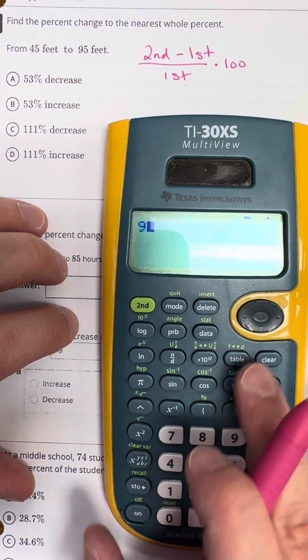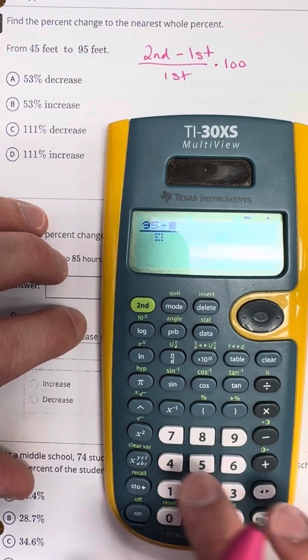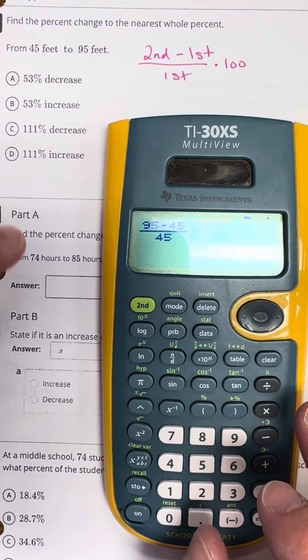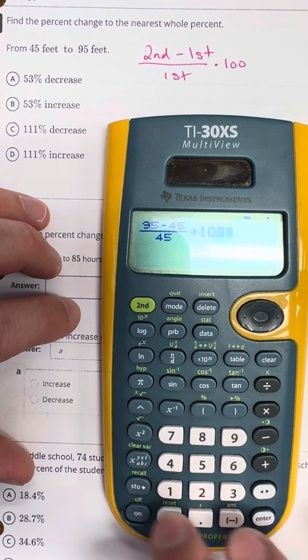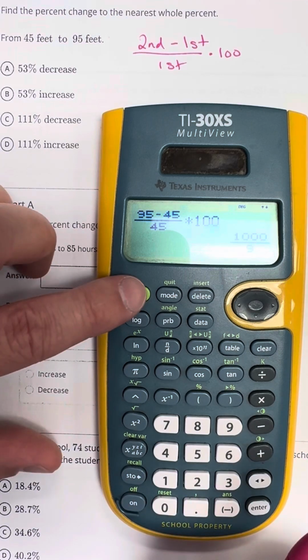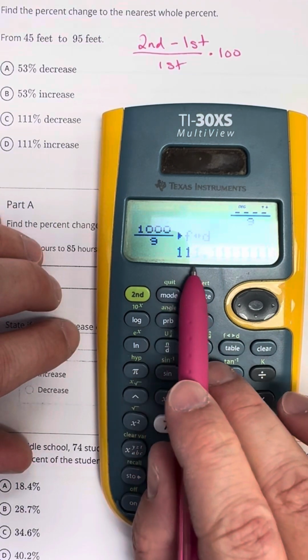Second number is 95. I'm going to go to n over d so it looks a little nicer. 95 minus 45 divided by 45, right? So second number minus first number divided by first number times 100, okay? That's going to give me this improper fraction. We're just going to go ahead and change that by doing second table, enter. All right, so we have 111.1.